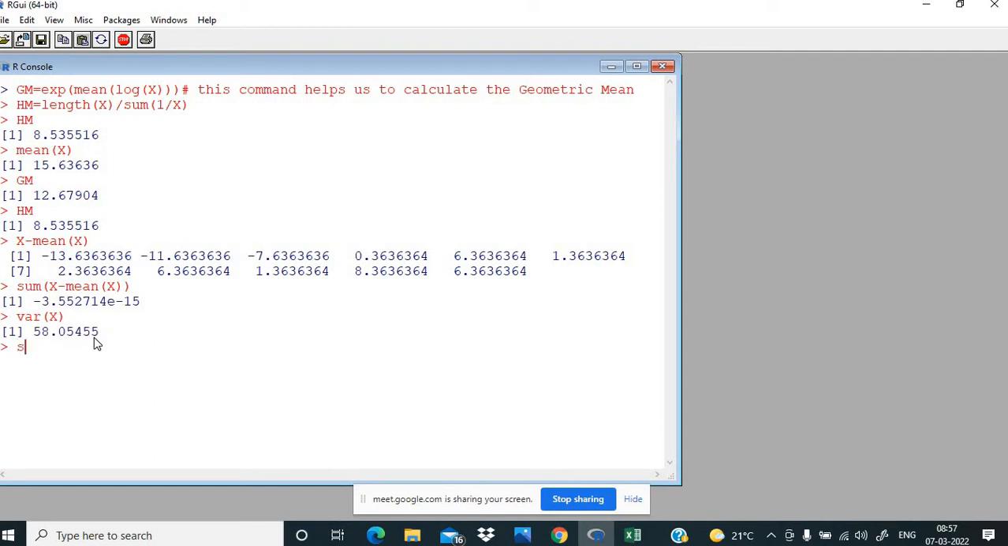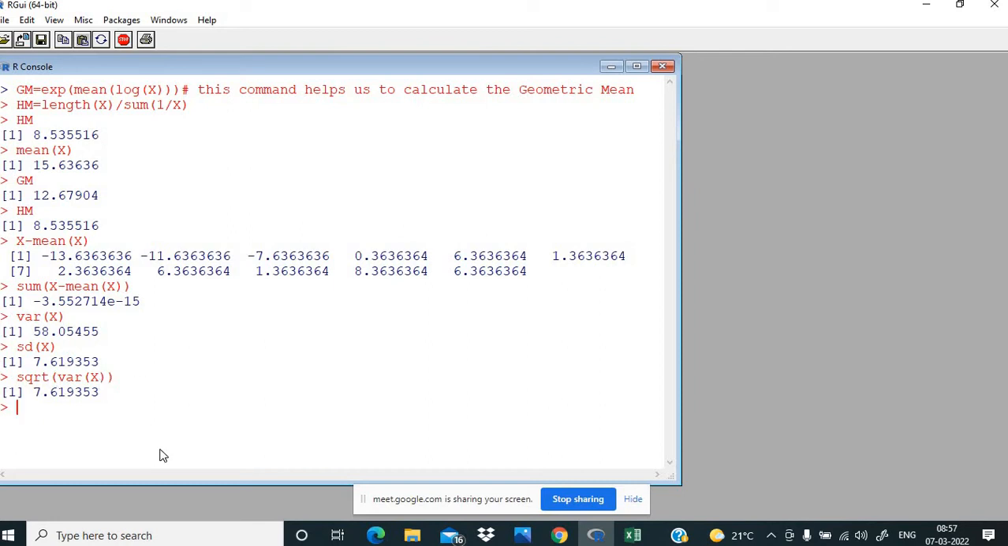Do you want standard deviation of x? SD x. This is standard deviation. You want to check whether it is correct. So SQRT, that is the square root, and then you write variance of x, because I know standard deviation is the positive square root of variance, and you see it gives the same value. So standard deviation formula is correct.